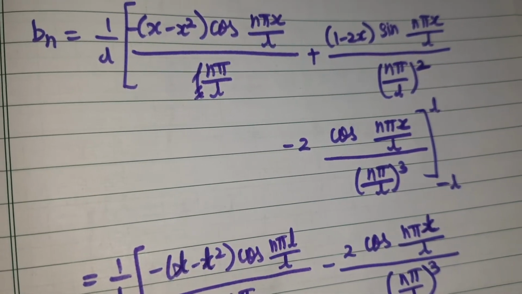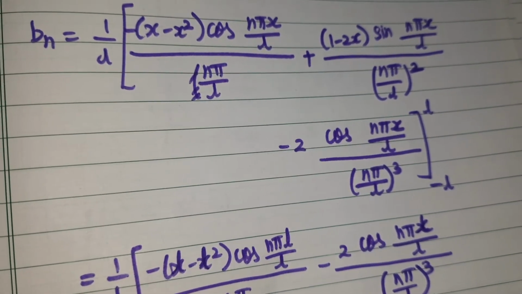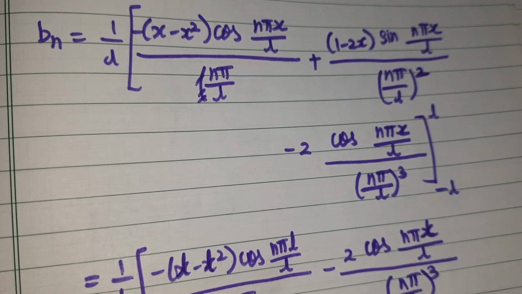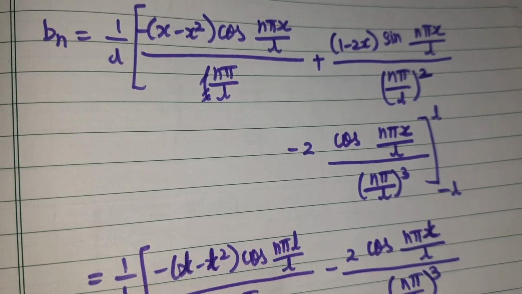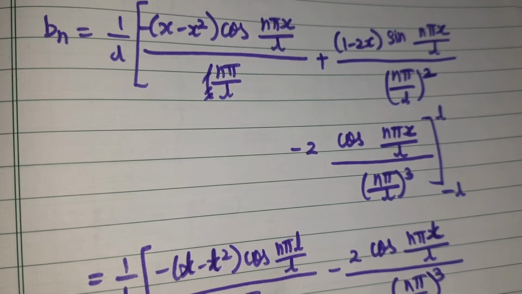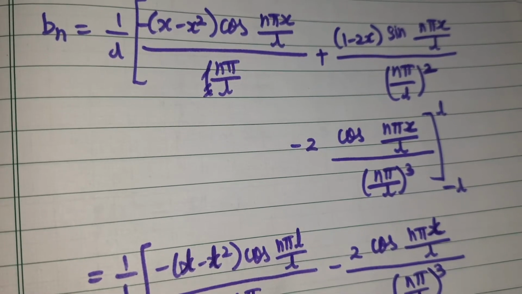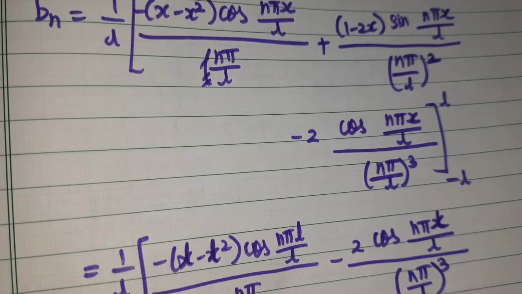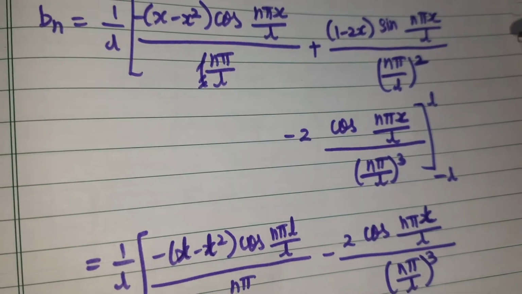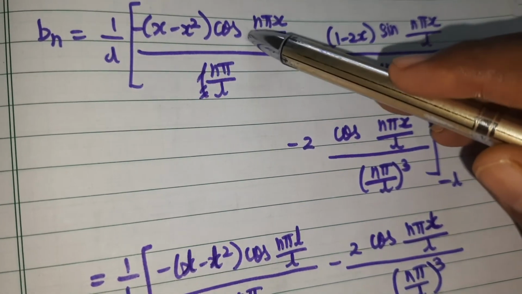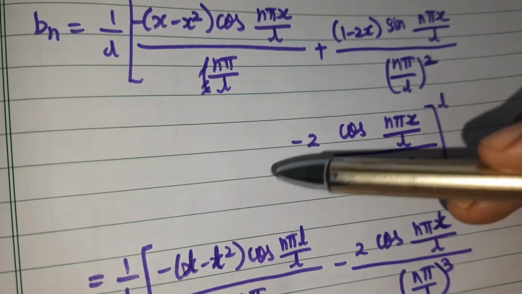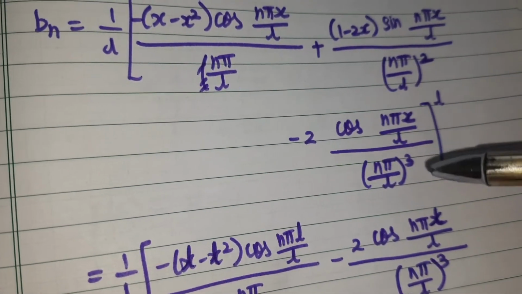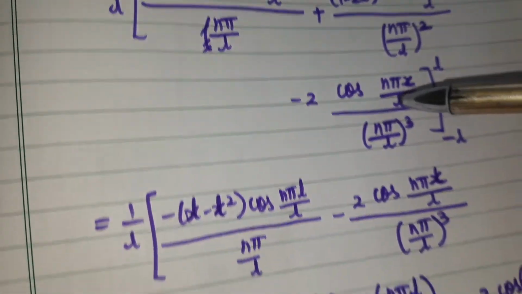Therefore b_n is equal to 1 by L into minus of minus x square into cos(n pi x / L) divided by (n pi / L), plus 1 minus 2 is sin(n pi x / L) divided by (n pi / L) the whole square, minus 2 into cos(n pi x / L) divided by (n pi / L) the whole cube, to the interval minus L to L. When we apply L, it becomes cos n pi. Therefore cos n pi is (-1)^1. Here sin n pi is 0 and again cos n pi is (-1)^n.